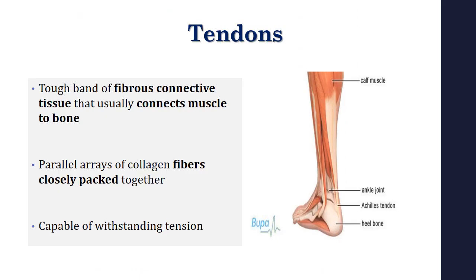For the last section, we'll just talk about tendons. Tendons are basically a type of fibrous connective tissue made out of collagen. These collagen fibers are very closely packed, which gives them sufficient strength and the ability to withstand tension when movement happens. So tendons, as we know, are the tissues that connect your muscles to bones.